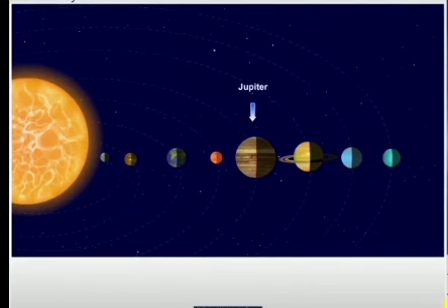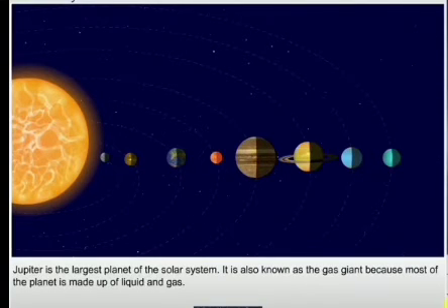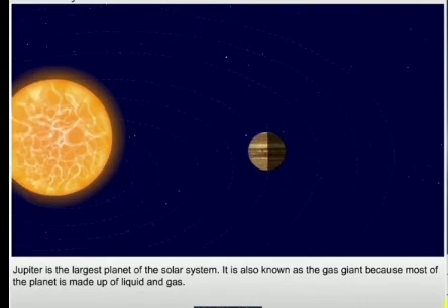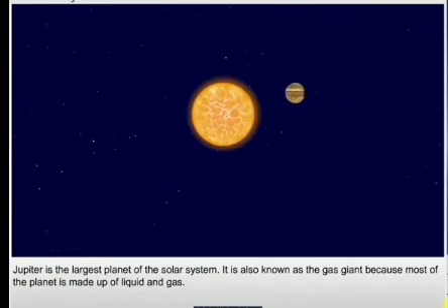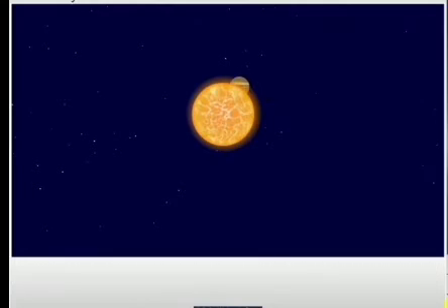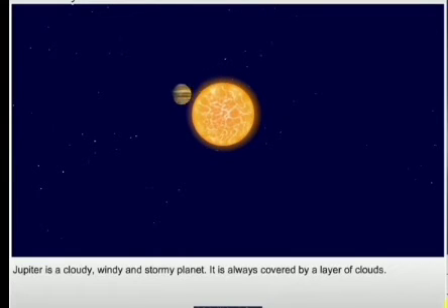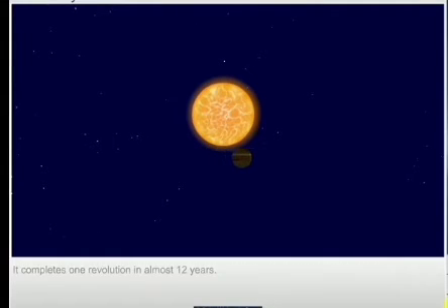Jupiter. Jupiter is the largest planet of the solar system. It is also known as the gas giant because most of the planet is made up of liquid and gas. Jupiter is a cloudy, windy and stormy planet. It is always covered by a layer of clouds. It completes one revolution in almost 12 years.